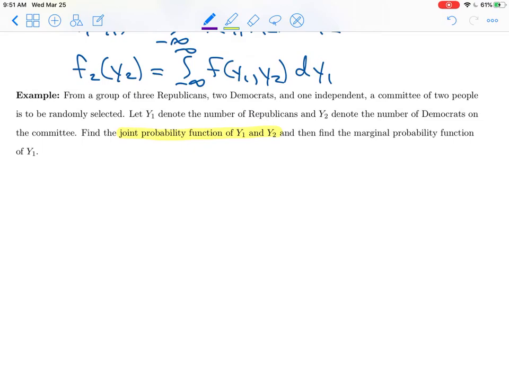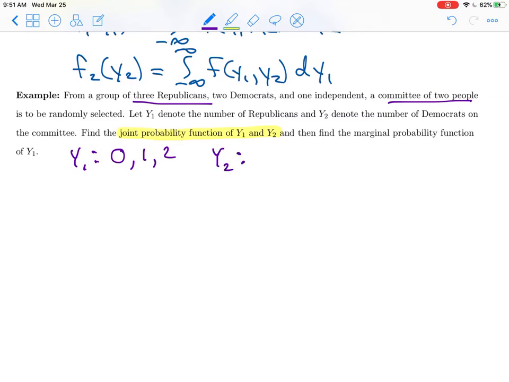So let's think about this setting. y1 is the number of Republicans on this 2-person committee. There are 3 Republicans that could possibly be on it, so the number we could have on it is either 0, 1, or 2. We could not have all 3 people be on a 2-person committee. That makes no sense.